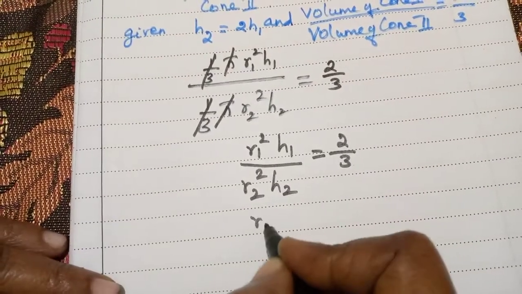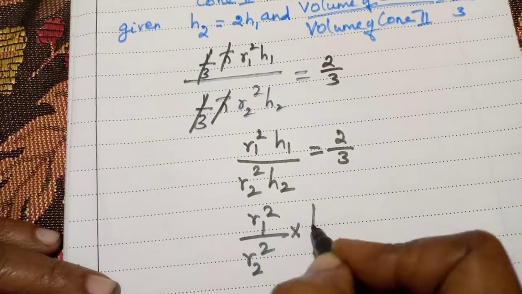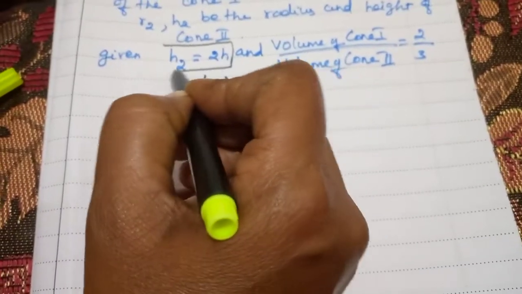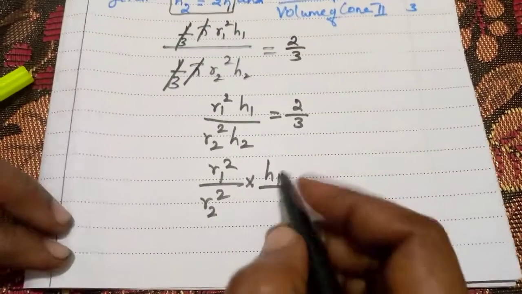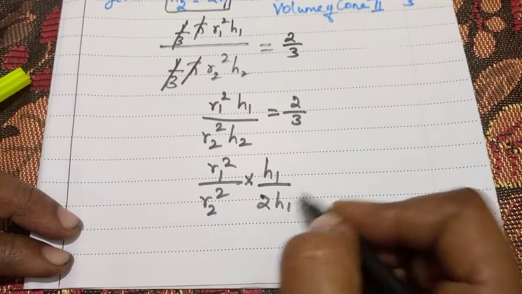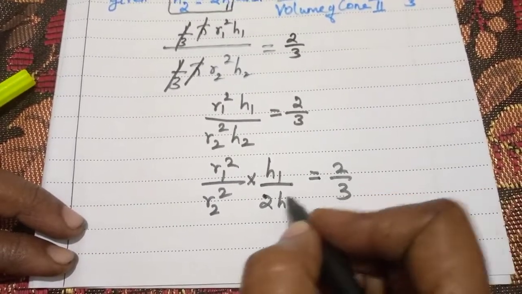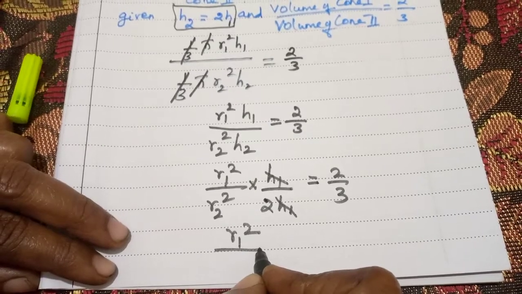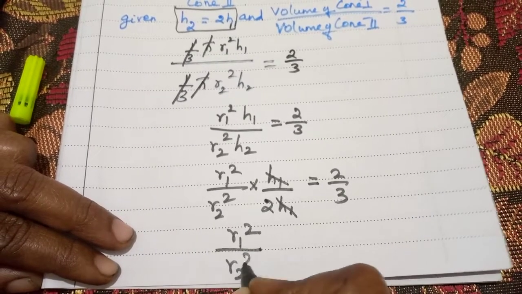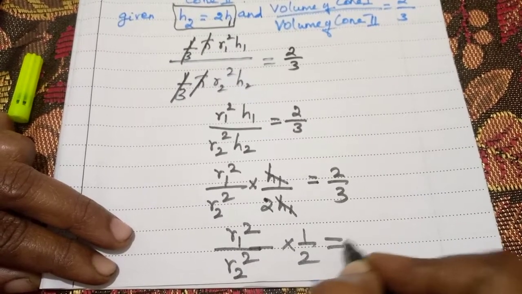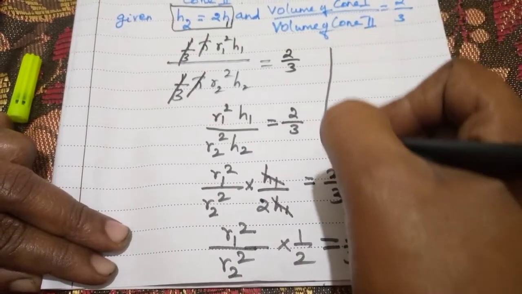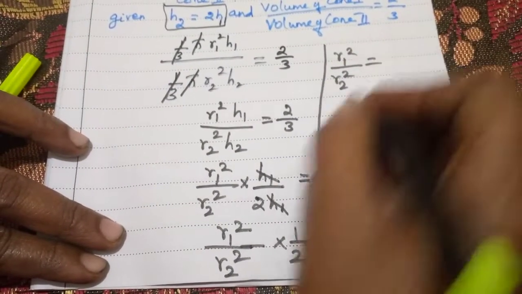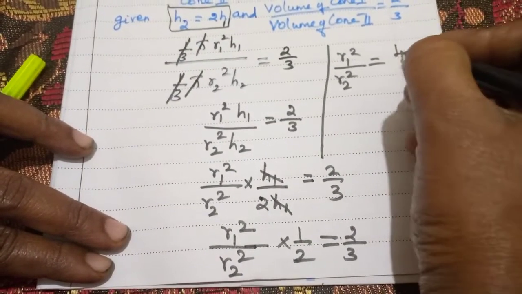Here r1 square by r2 square into h1 by h2, h2 is given 2h1. Okay, 2h1. So in place of h2 we can use 2h1, equal to 2 by 3. From here h1 can be cancelled. So remaining r1 square by r2 square into 1 by 2 equal to 2 by 3. Okay. Let us cross multiply. From here r1 square by r2 square is equal to this 2 bring here. So it becomes 4 by 3.